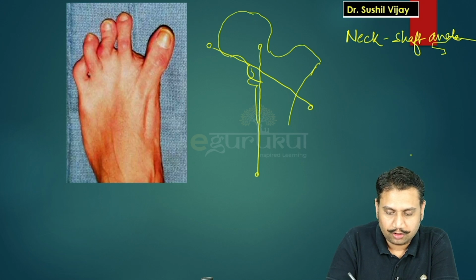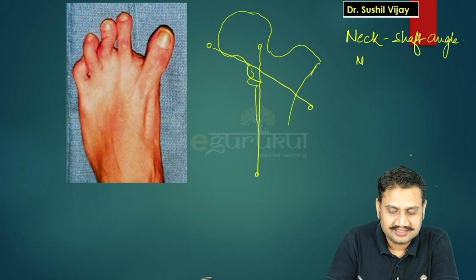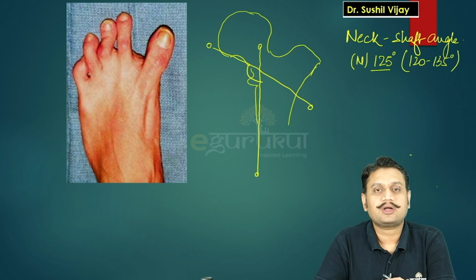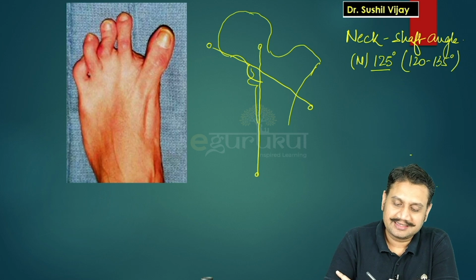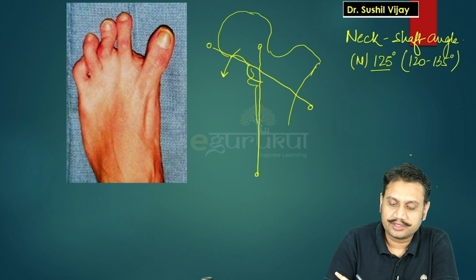And how much is the normal neck shaft angle in the mature skeleton? It has to be approximately 120 degrees. We say it is 120 to 135 degrees for all of us, so broadly it is 125. Whenever the neck shaft angle decreases, we are going to call it what? The coxa vara.